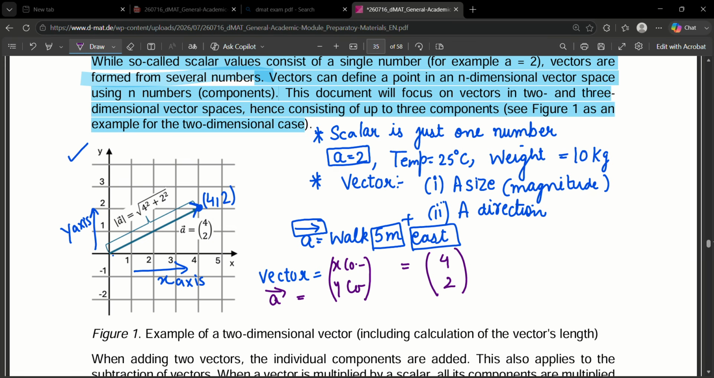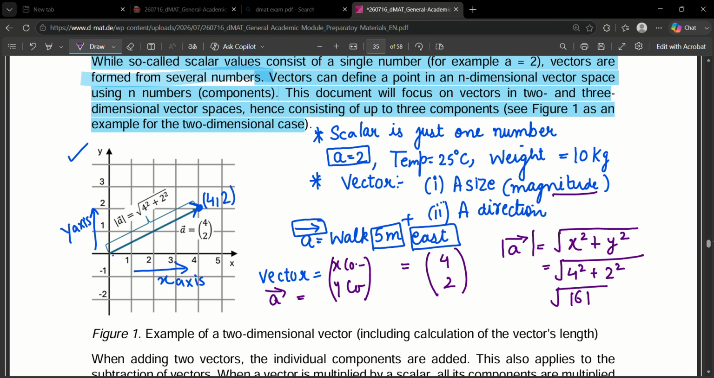Now you have to find the magnitude as well. How will you find the magnitude of the vector? We have this formula, square root of x square plus y square. X square, 4 square, plus y square, 2 square, 16 plus 4, that is equal to root 20.